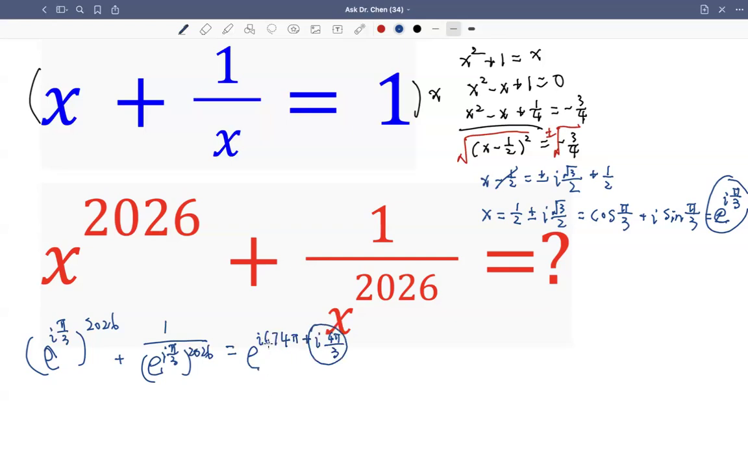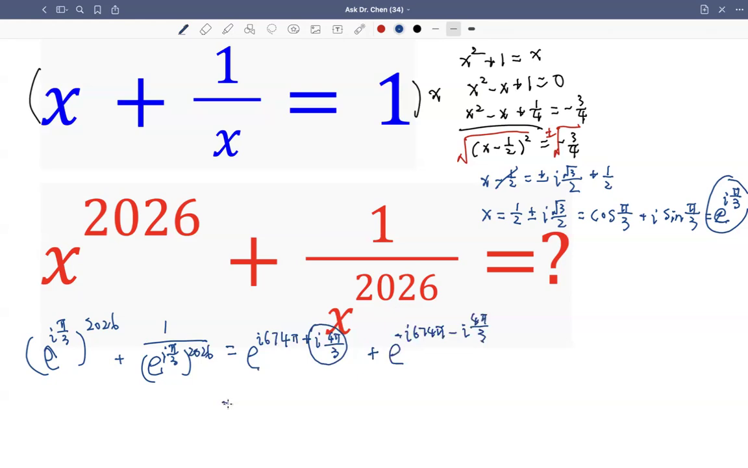Because 674 pi just goes back to 0, right? Many circles. The same thing for the other side. So instead of writing 1 over, I'm going to write in negative terms. So e, the same term, just with a negative sign: negative i 674 pi minus i 4 pi over 3. Right. You see, that's the beauty of using Euler's formula.